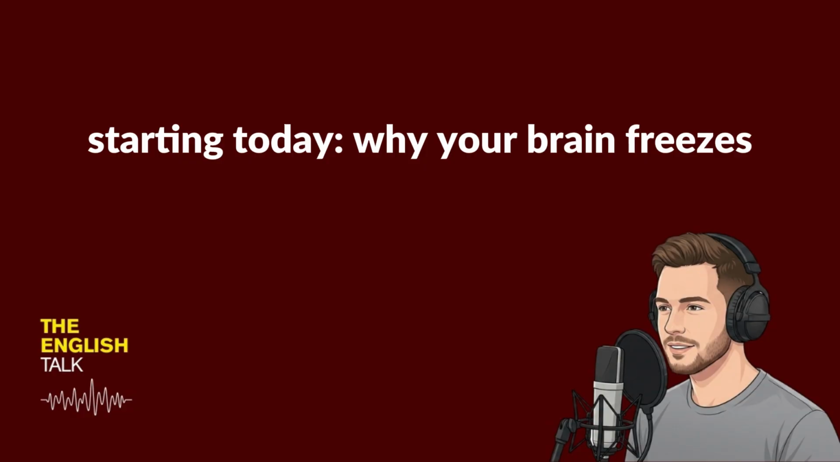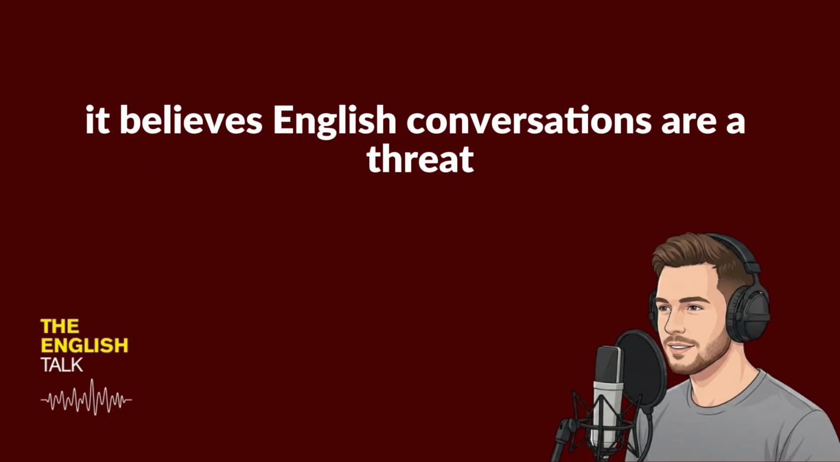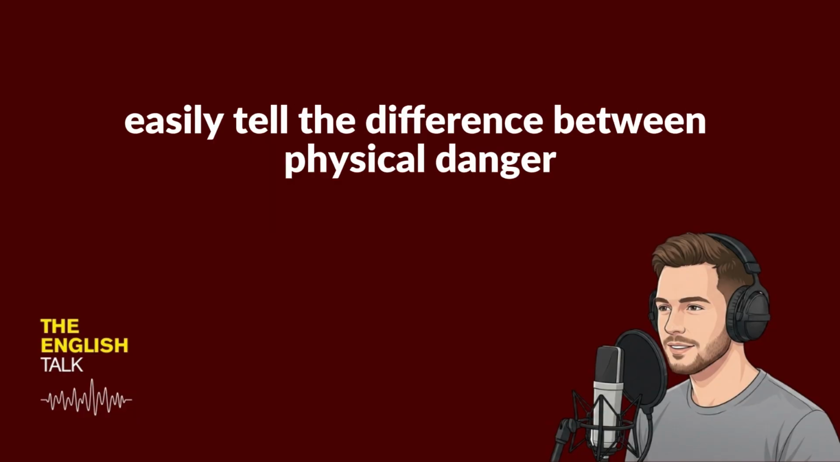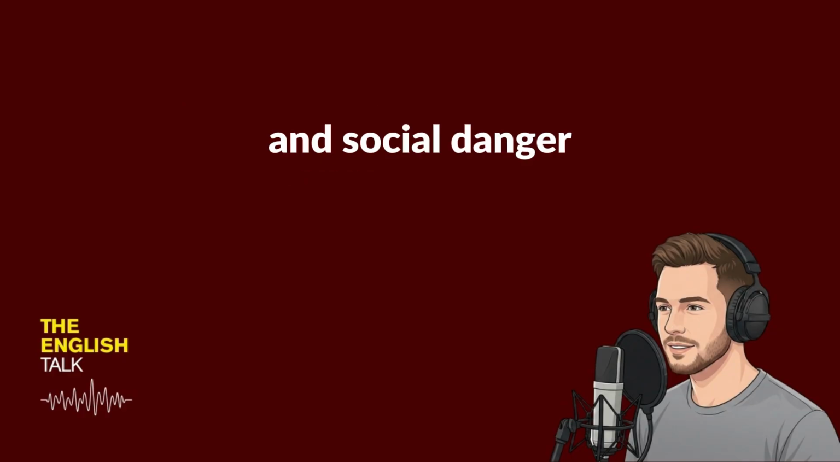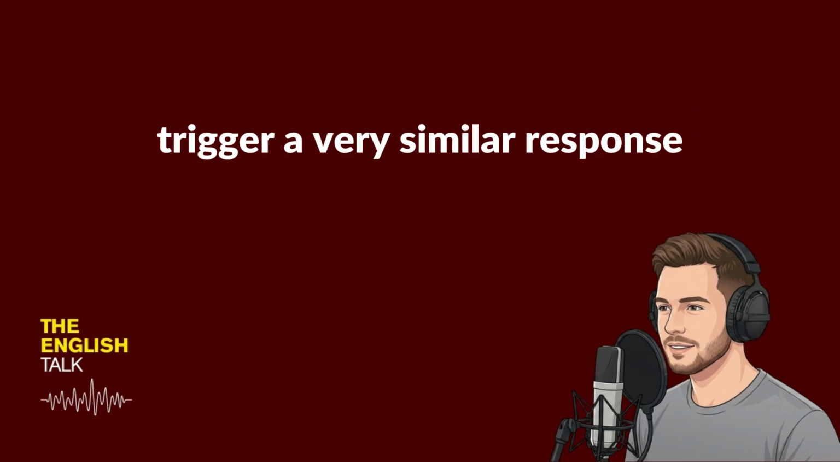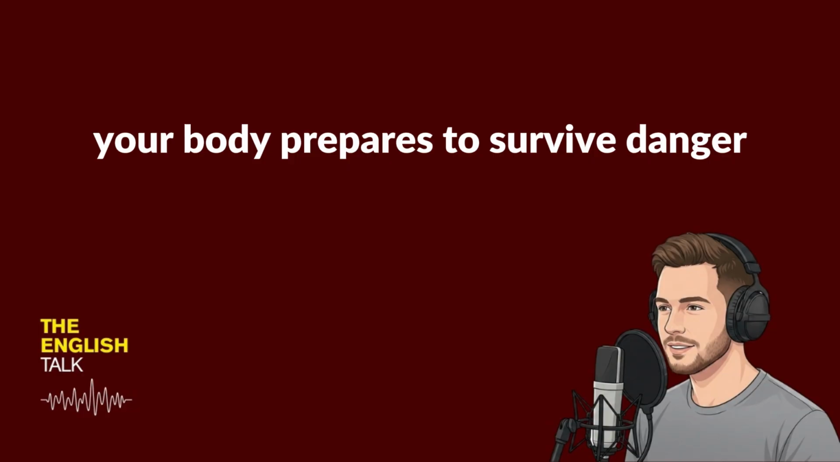Starting today. Why your brain freezes. Your brain freezes for one reason. It believes English conversations are a threat, a social threat. Your primitive brain cannot easily tell the difference between physical danger and social danger. Being attacked by a predator and being judged in a conversation trigger a very similar response. Fight, flight, or freeze. Your body prepares to survive danger.